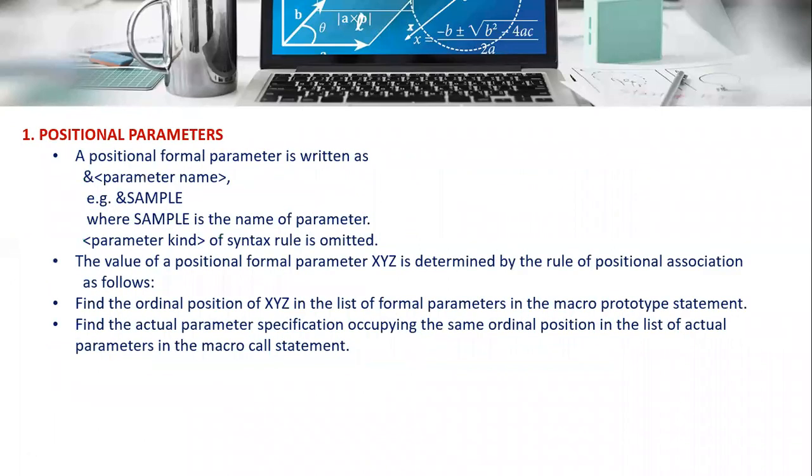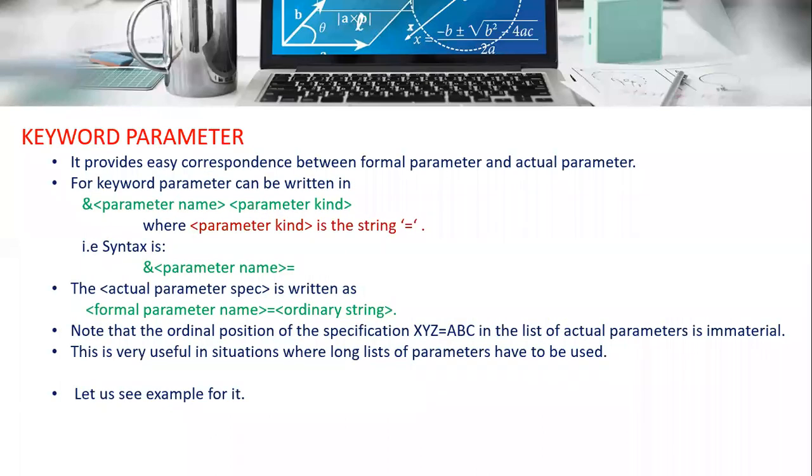What happened in the positional parameter? We need to determine the sequence of positional parameters, and accordingly we need to map the sequence of actual parameters during the macro call. Now in case of the keyword parameter, the mapping between formal parameters and actual parameters will be handled easily. Here we write the keyword parameter using the syntax ampersand, parameter name, and next the parameter kind.